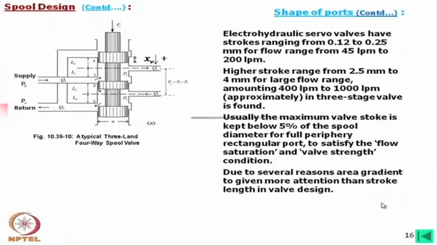Due to several reasons, area gradient is given more attention than stroke length in valve design. Now, area gradient is what is called pi d, and that is more important than the stroke length. That means that decides what should be the diameter of the spools.